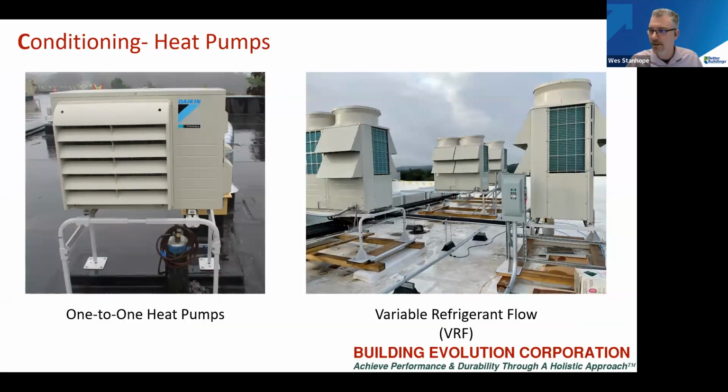There are different types of equipment that you could use. Typical ones we see on buildings are the one-to-one heat pumps like you see on the left, and VRF. We would prefer to have the branch controllers or branch selectors that allow for heat recovery between units, more for comfort inside buildings versus heat recovery. But these are very common.